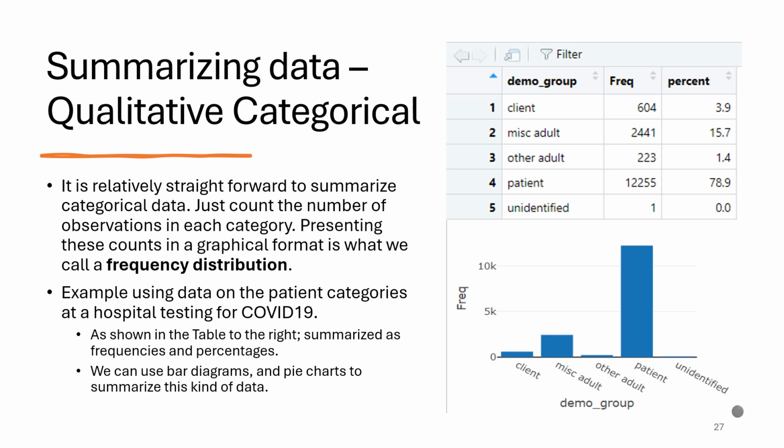So we have the clients, the miscellaneous adults, the other adults, the patients, and the unidentified. And you can see the associated numbers with all of them and percentages with all of them. And in the graph below, it just represents a bar graph. It represents the table above, right?